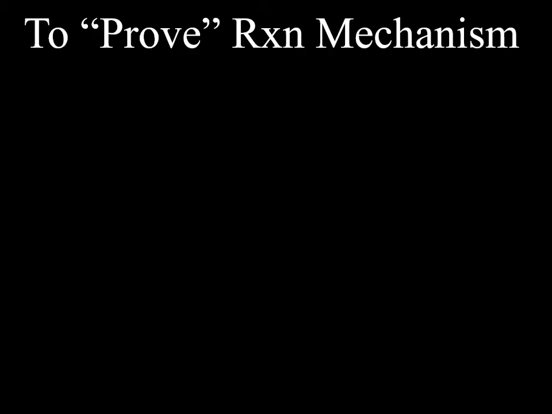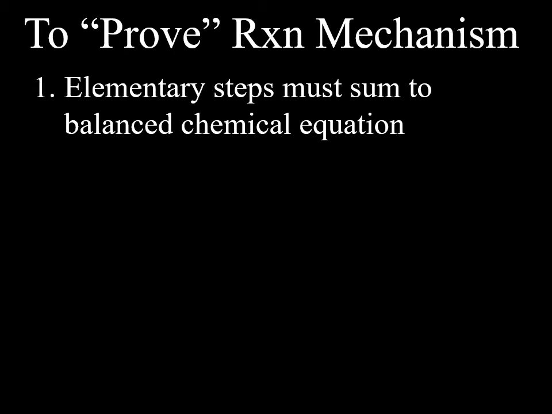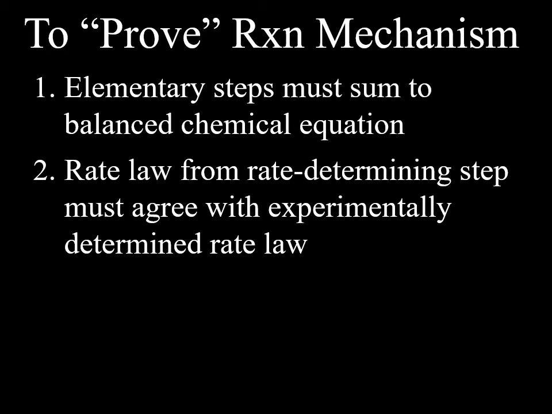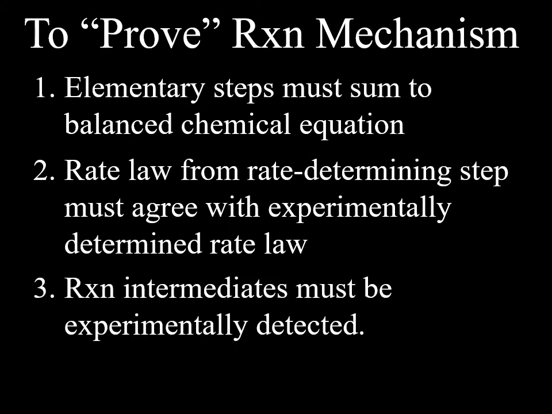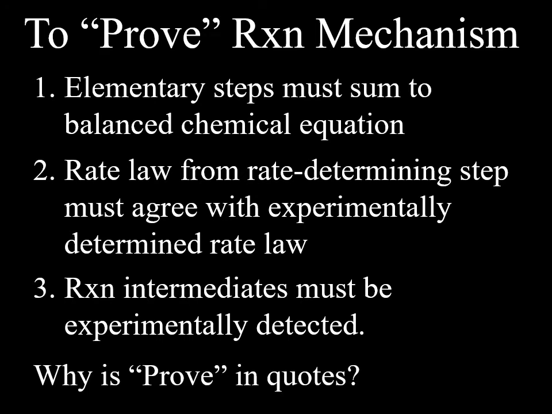So to "prove" a reaction mechanism, here's what you need. First, the elementary steps have to add up to the balanced chemical equation. That's easy. It's just like Hess's law. The rate law from the rate determining step must agree with the experimentally determined rate law. The reaction intermediates must be experimentally detected. So you have to be able to measure some concentration of an intermediate while the reaction's occurring.